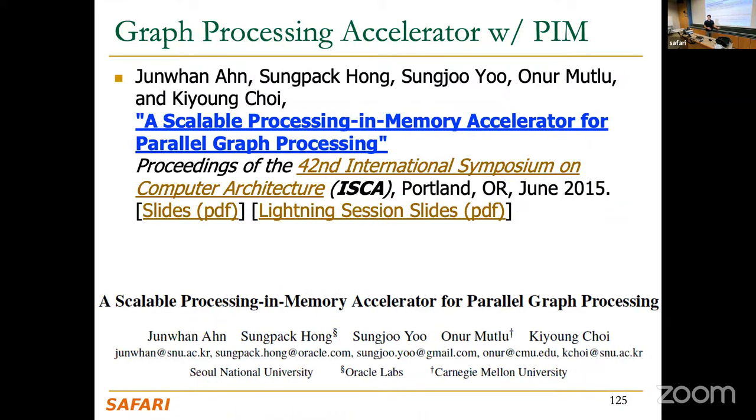More examples. I talked about graph processing in the beginning as another field of current applications where we see a lot of developments, for example, regarding accelerators. This is a processing in memory accelerator for parallel graph processing. So graphs are very sparse. You guys know what a graph is, right? And you know that a graph normally has an adjacency matrix, and this adjacency matrix gives you the information about how each node or vertex in the graph is connected to others, right?